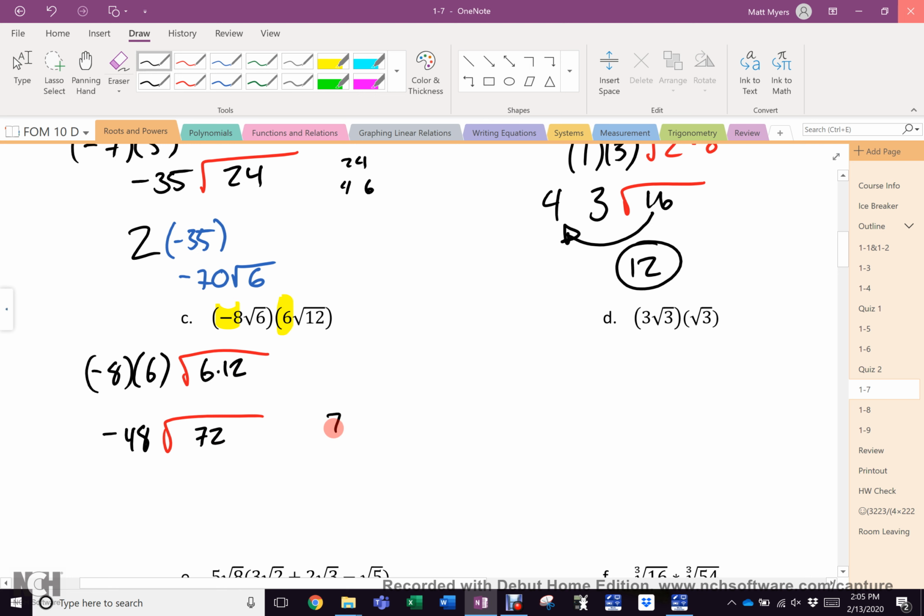And then what do I do? Simplify. 72. We've done 72 before. It's 36 times 2, right? What do I do with the 36? The square root of 36 is 6, so what comes out? 6. What's already out there? So this becomes 6 times negative 48, which, just to save you from getting out your calculator, is negative 288 root 2.